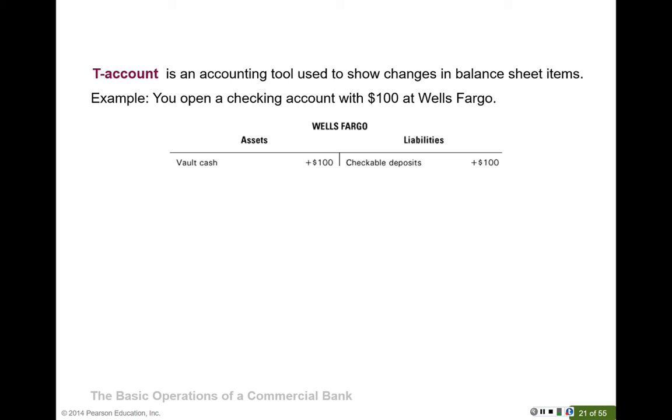After Wells Fargo received this $100 deposit from you, you can probably imagine they will put this $100 into the vault cash, into the vault. But here comes the question. Is Wells Fargo going to keep the vault cash, this $100 forever? Probably not. And you can imagine Wells Fargo will try to lend out this $100 as a loan to earn some interest. So what happened next?